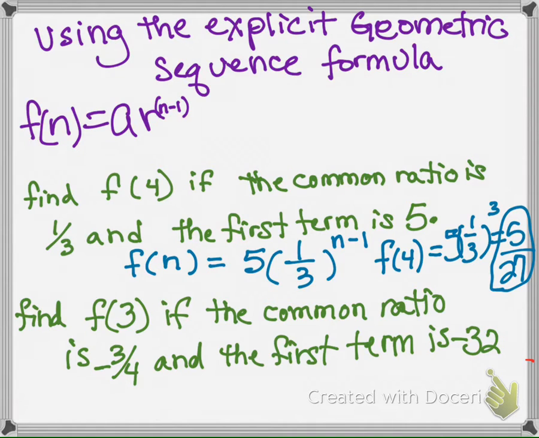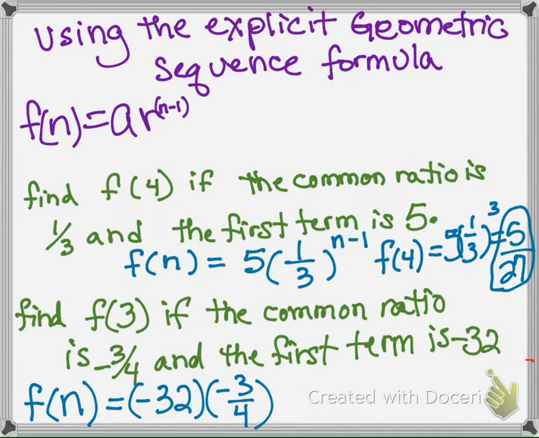The next one says find f of 3 if the common ratio is -3/4 and the first term is -32. So I'm going to use function notation. f of n, which is any number, is the first term -32 times -3/4 to the power of n minus 1. And since we're finding the third term, we're going to plug in 3.